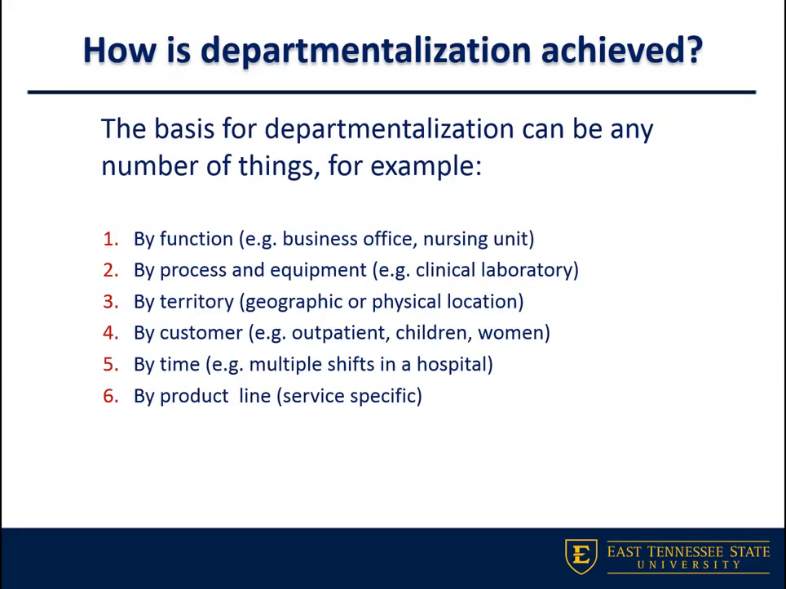We can look by customer. So do we have outpatient, inpatient? Do we focus primarily on OBGYN services, family birth? We can look at it by time. So how do we run our hospital in terms of shifts? Or we can even look at it by product line. And I'm sure you may be able to come up with more than what I have listed here, but these are the primary ones that I want you guys to be familiar with.